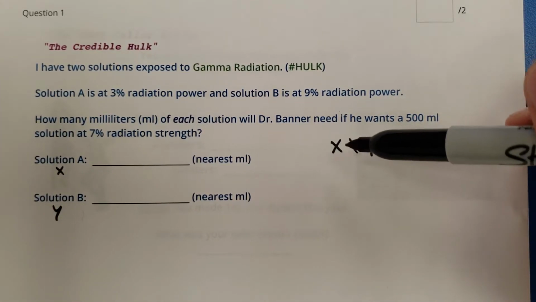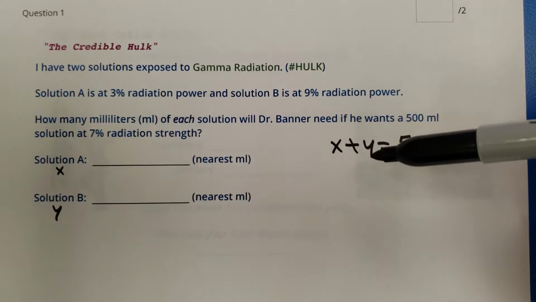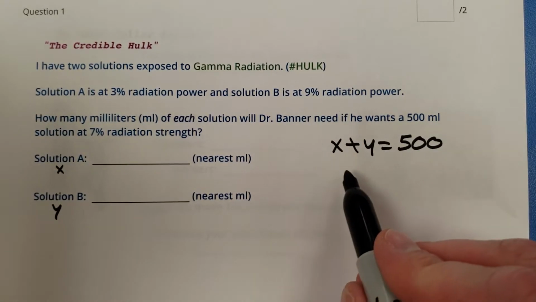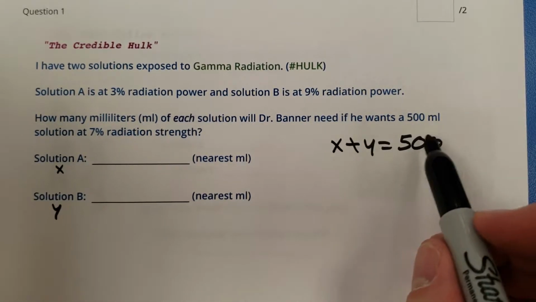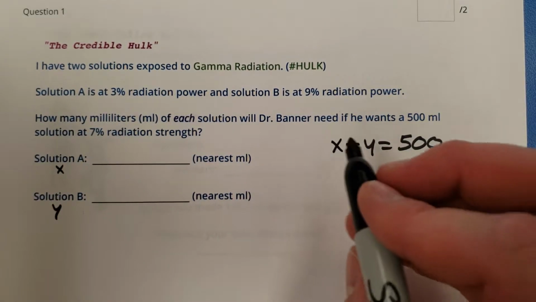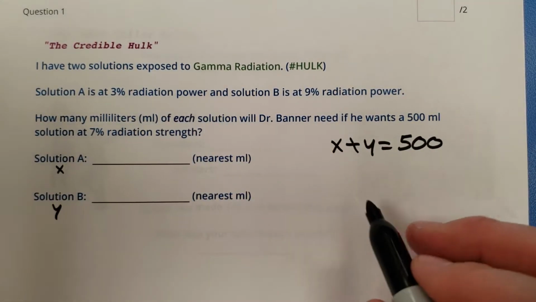Okay, again, when you're making these systems with two conditions, one of them normally just talks about the total amount of things. Now the second one's going to be about the details of the total. So here we go. Solution A is 3%. So now we're talking about the radiation power.